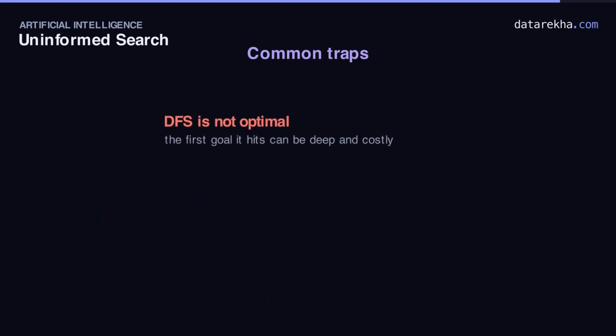Trap 1. Depth first search is not optimal, in general. The first goal it stumbles into may be far deeper and far more expensive than a shallow one nearby. It stops at any solution, not the best. Trap 2. Breadth first search doesn't usually run out of time first. It runs out of memory. An entire frontier level sits in the queue, order B to the D. That exponential space is its real wall.